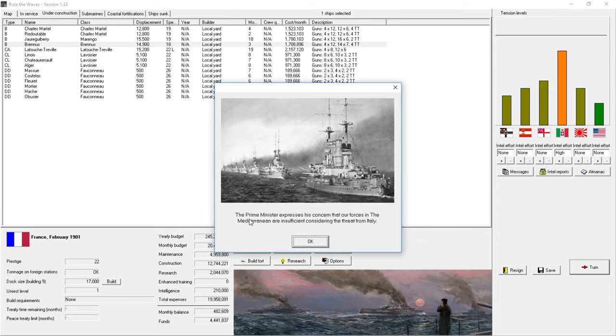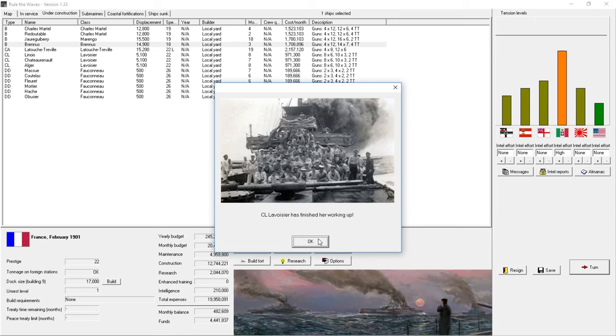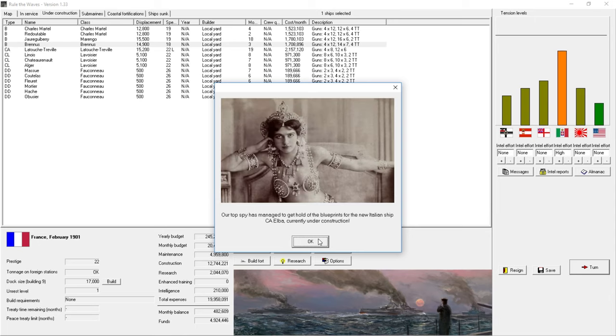And okay, so our prime minister is expressing concern that our forces in the Mediterranean are insufficient considering the threat from Italy. And you know what? Frankly, he's probably right. Our top spies managed to get a hold of the blueprints for the new Italian ship, heavy cruiser Elba, currently under construction.